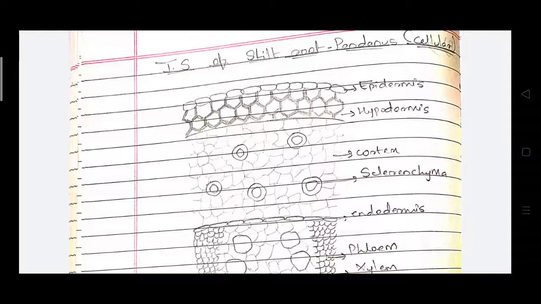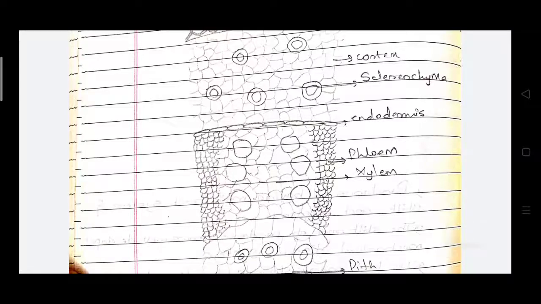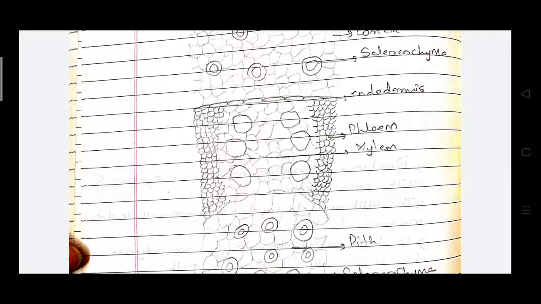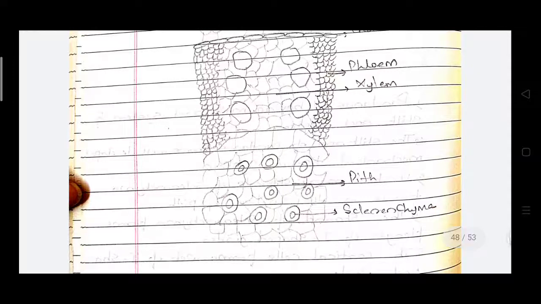You can see in this figure, the outer layer is the epidermis. This epidermis layer is followed by the hypodermis. Then below the hypodermis, the cortex region is found, and in that cortex region the sclerenchyma patches are there. Next to this cortex region, the endodermis is present, and inside the endodermis the phloem and xylem are there, and then in the pith region again the sclerenchyma patches are there.